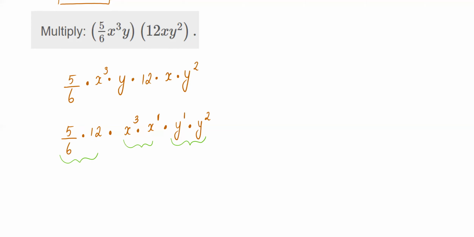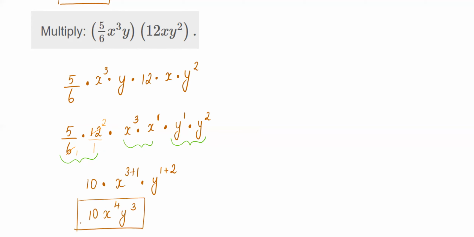So, you could simplify this. Okay, you can cross cancel them. That gives us 5 times 2, which is 10, times x power 3 plus 1 times y power 1 plus 2, which comes down as 10 x power 4 y cubed. And that is our answer.